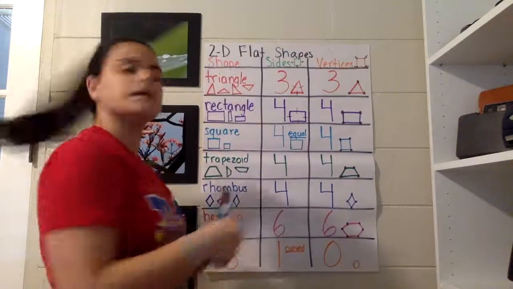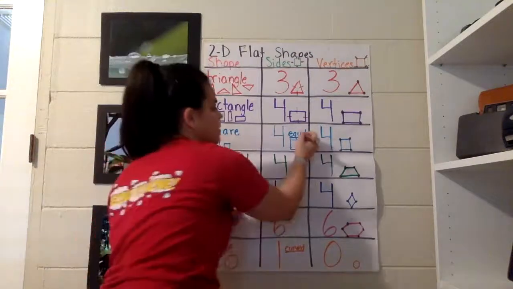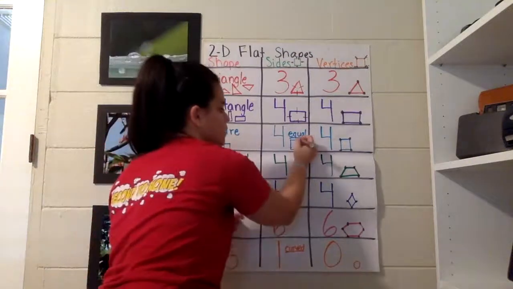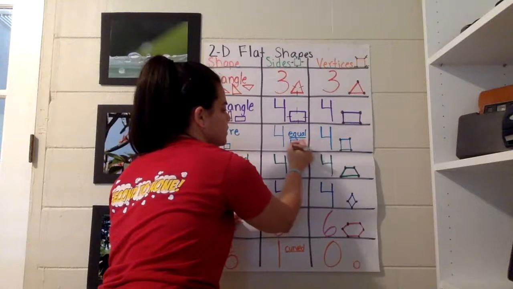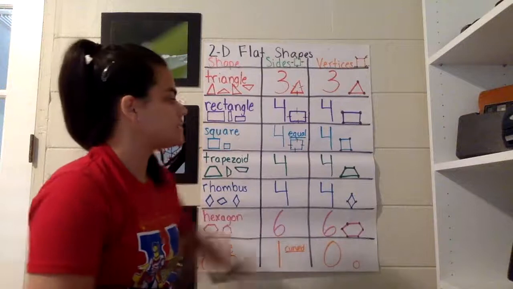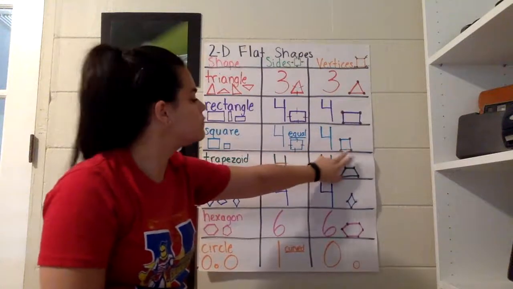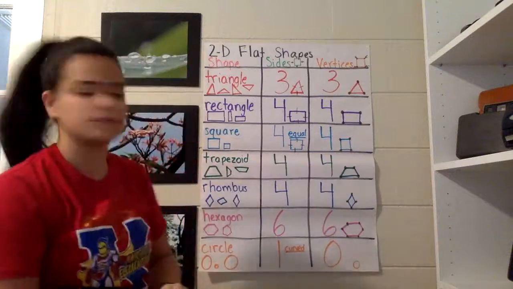Let's go ahead and count the number of sides. Ready? I'm going to make those lines every time I count. 1, 2, 3, 4. 4 sides. And then guess how many vertices it has? It has 4. 1, 2, 3, 4 vertices.